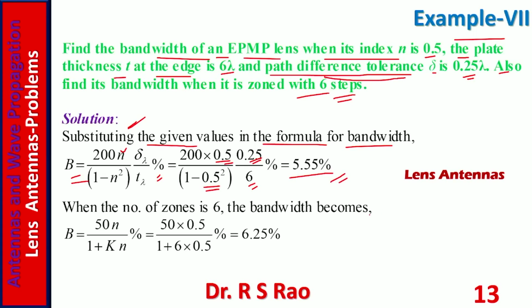Now we find bandwidth after zoning. Number of zones is given as 6. The bandwidth can be determined from the formula B is equal to 50N by (1 plus KN). N is index, K is number of zones. Substituting the given values, we get it as 6.25. Before it is 5.55, after it is 6.25. In case of EPMP lenses, bandwidth increases when zoning is performed.